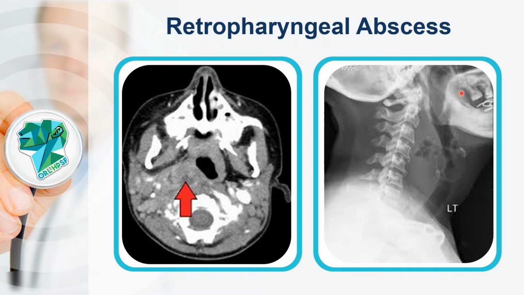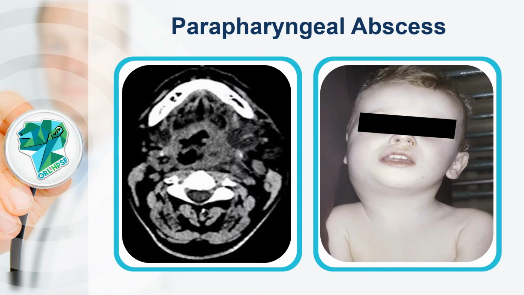So from here we can see there's widening, prevertebral widening. Okay, so we suspect there's some collection here, and then we proceed with CT scan. It can occur concomitantly with parapharyngeal abscess also. Parapharyngeal abscess, whereby the space lies on either side of the superior part of the pharynx. The presentation is almost the same.